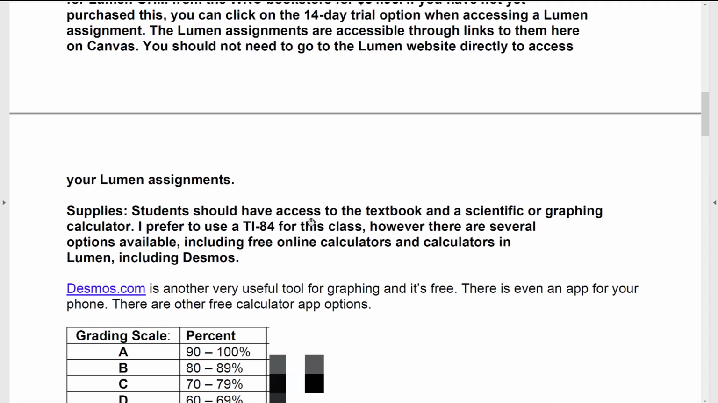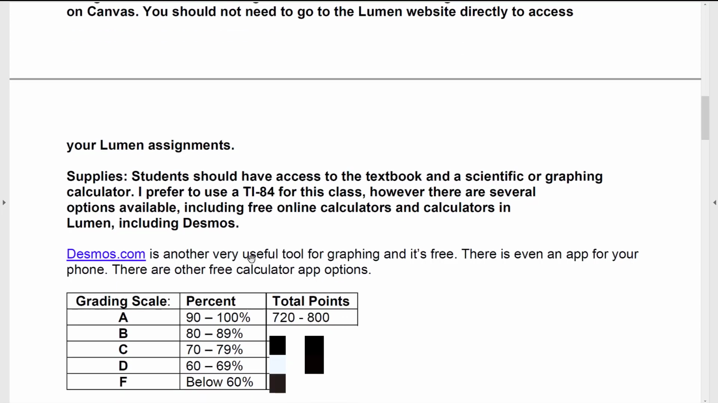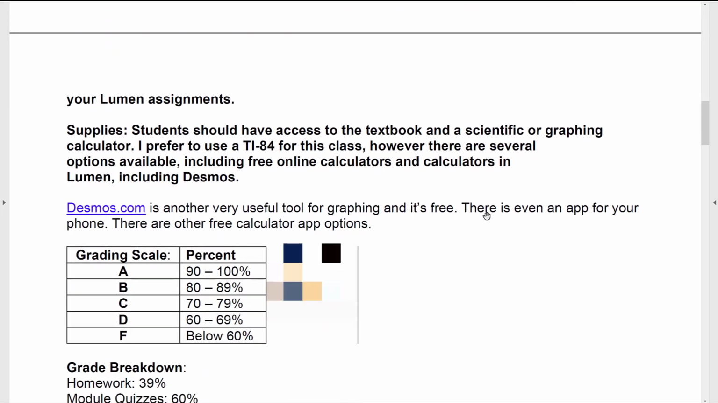Okay, supplies. You should have access to a textbook and a scientific or graphing calculator. I like to use the TI-84. It's what I kind of go to every time for this class. There are lots of options you can use, though. And there'll be some online calculators you can use for free. Desmos is a great tool, and I've talked about that a couple of times now. And I was really surprised what it will do. It also will allow you to do regression analysis very quickly, very accurately, and I hate to say it, a lot easier to get that number back or those numbers back than it is on the calculator.